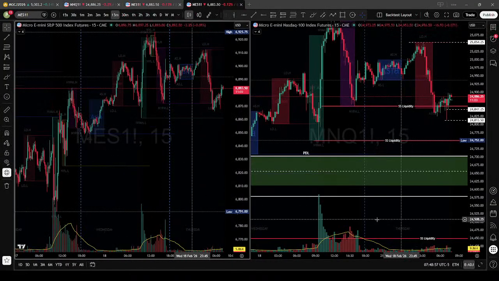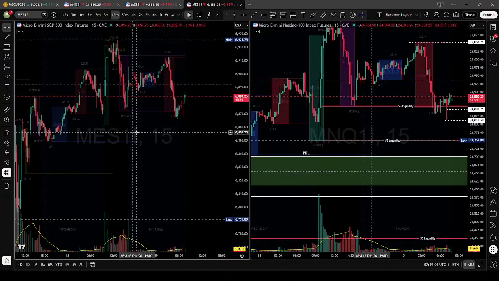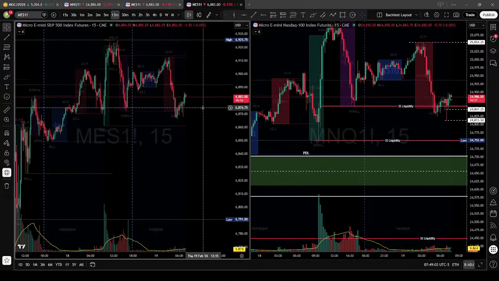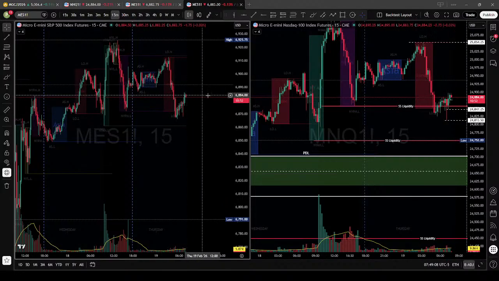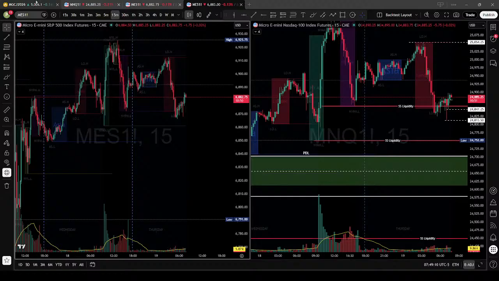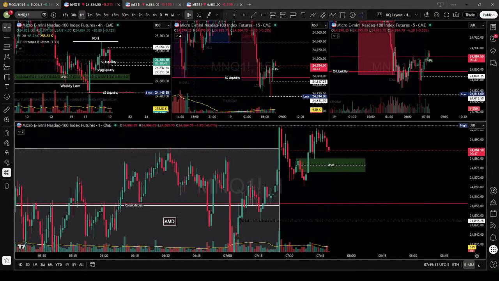Let's see what ES is doing. So ES has done the same thing, accumulation, manipulation high, and it should be heading lower. So NQ, we can expect the same thing from NQ.